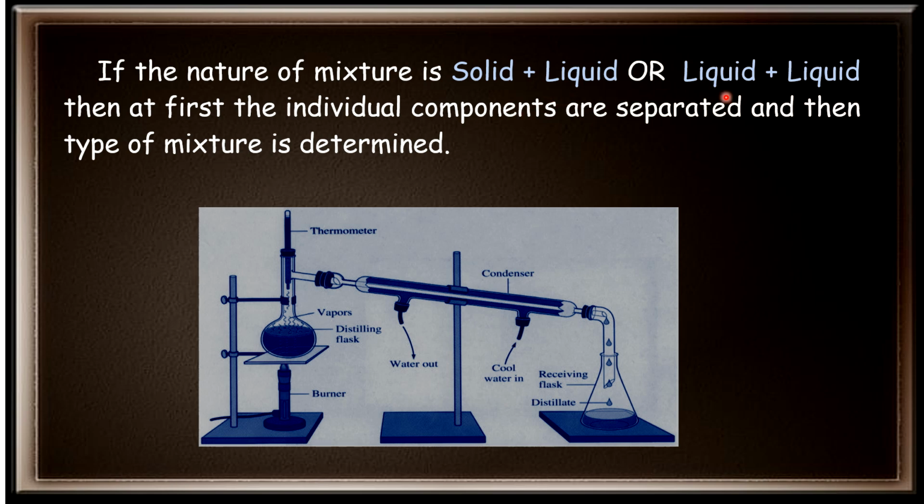In case of solid plus liquid or liquid plus liquid mixture, a fractional distillation assembly like this is used for separation of the mixture. This is a distillation flask. A thermometer is attached. Then that flask is attached to a water condenser, and the distillate is collected in a conical flask or in a beaker. The solid plus liquid mixture is taken in the distillation flask, and in case of liquid plus liquid mixture, the liquid plus liquid mixture is taken in the flask, and they are separated by the following methods.